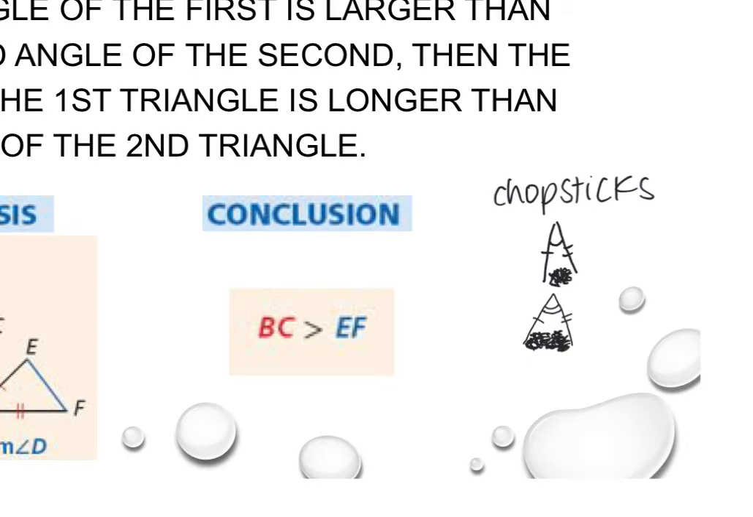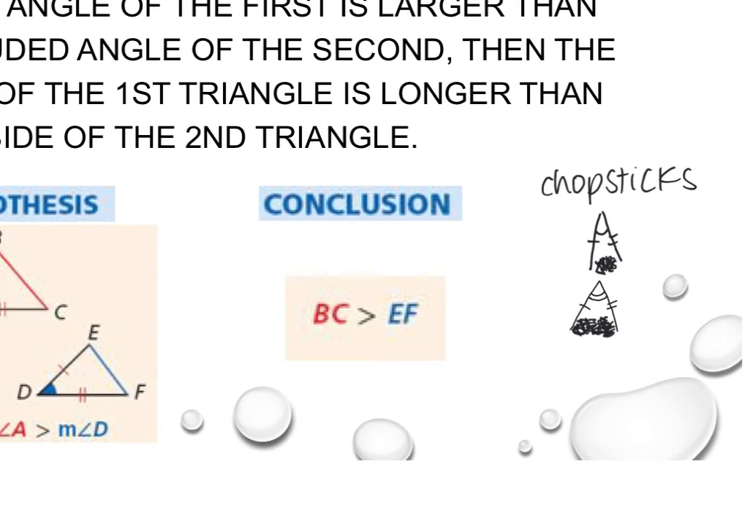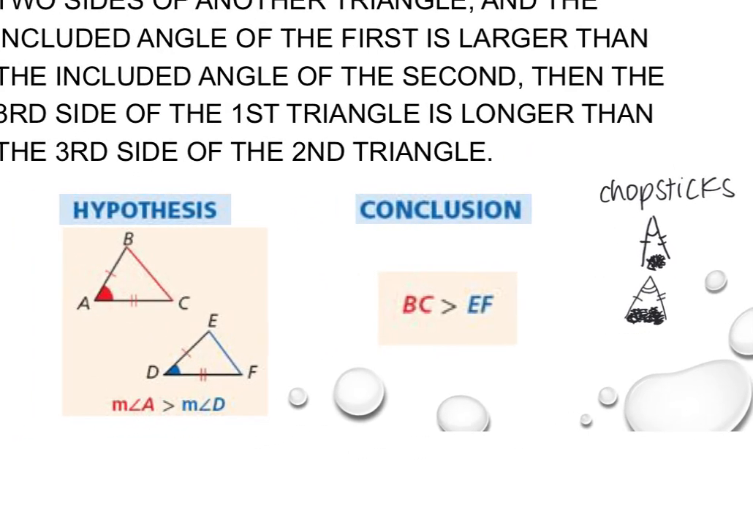Now, what the Hinge theorem says in math terms is that if we've got AB is the same as DE over here on the left, okay? They're the same size. And the same thing with AC and DF. So between these two triangles, if angle A is greater than angle D, then the side opposite angle A, which would be BC, is going to be bigger than the side opposite angle D, which is EF.